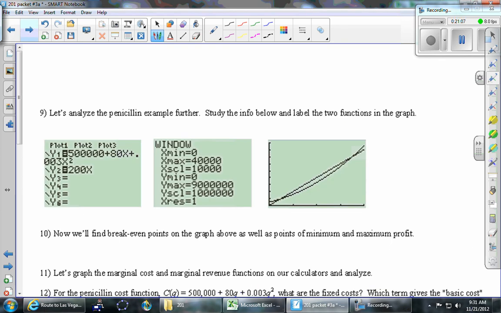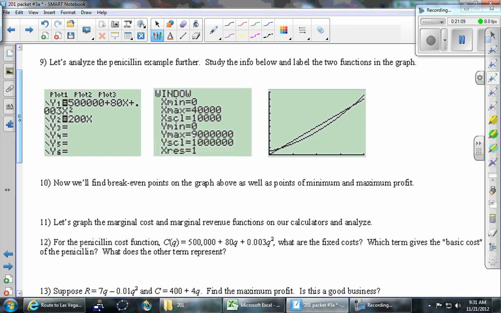Okay, so that is that. Let's go to the next page. And this is a little bit of what Ernie was after. We're going to look at some graphs. So I've given you some screenshots here. The Y1 function, what is that in our example? Is that the revenue, profit, or cost? I think that was the cost function.